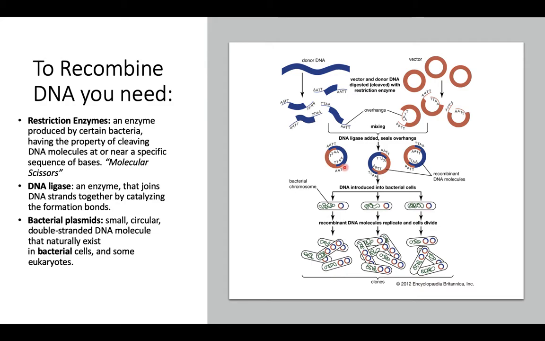And then you can take that recombinant DNA and you can introduce it into bacterial cells. So we know that bacterial cells have plasmids, which are small circular double-stranded DNA that naturally exist. So when the bacteria replicates and divide, they can take our recombinant DNA here in the form of these plasmids, and they can recombine them and make more clones of our desired recombinant DNA.